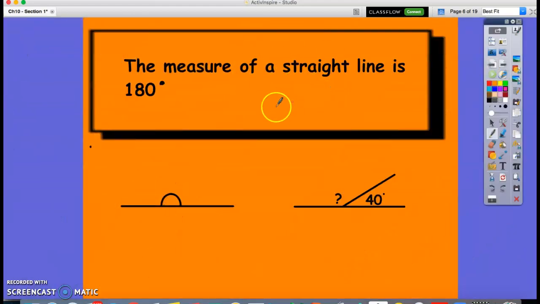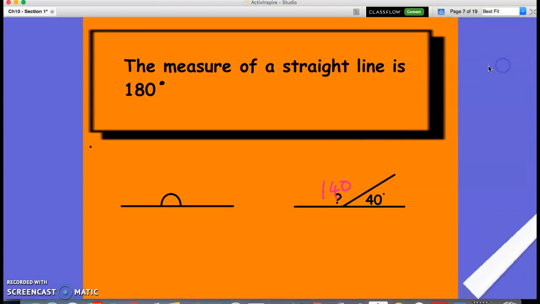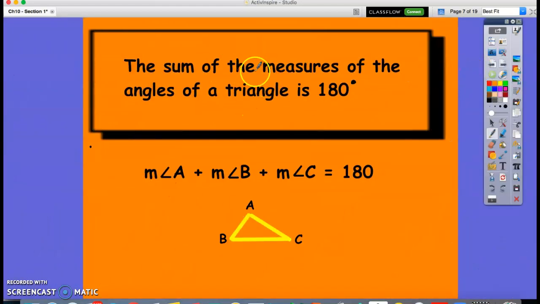Now the measure of a straight angle is 180, right? So if this is 40, this will be 140, right? So altogether I should get 180. The sum of the measures of the angles in a triangle is 180.